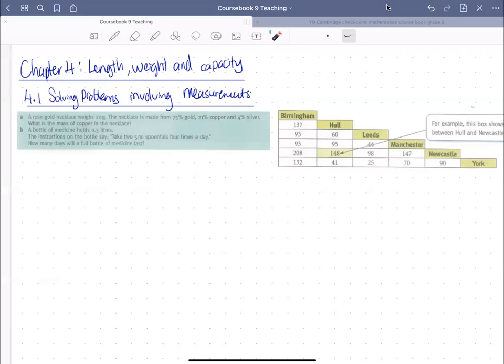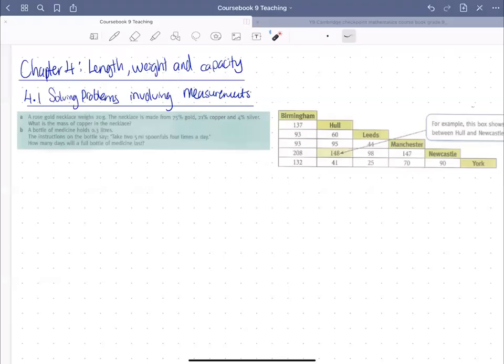Weight will be about mass, which is how heavy something is. For example, a bag of rice is 10 kilograms, and so on and so forth. And then the last one is capacity, which is how much you can put inside of something. This is internal, inside of an object. So we call this volume.